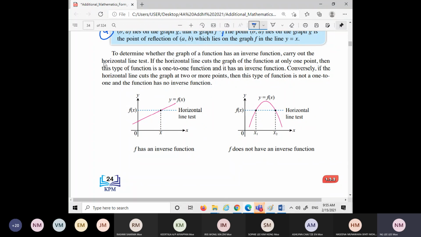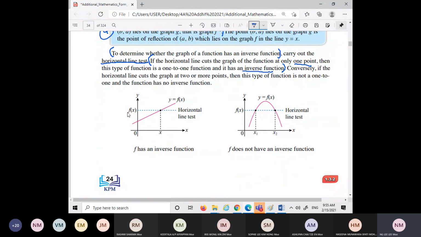So this one you can put in your notes. We do the horizontal line test to do what? To determine whether the graph of a function has an inverse function or not. How do we determine? If the horizontal line cuts the graph of the function at only one point, then this type of graph is a one-to-one function and it has an inverse function. So one point, then it has an inverse function.